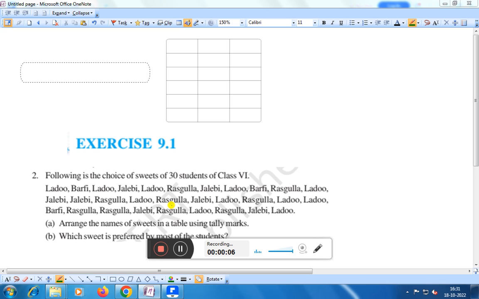Following is the choice of sweets of 30 students of class 6: Laddu, Barfi, Laddu, etc. Arrange the names of sweets in a table using tally marks. Which sweet is preferred by most of the students? Right, here for the first column, we write choice of sweets.